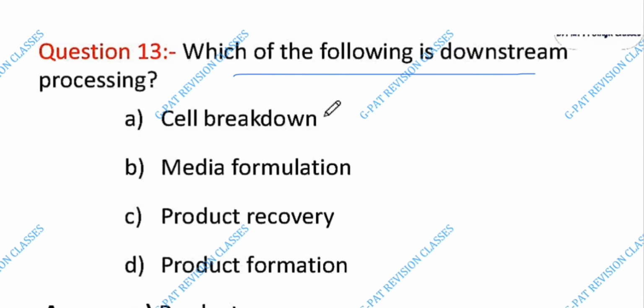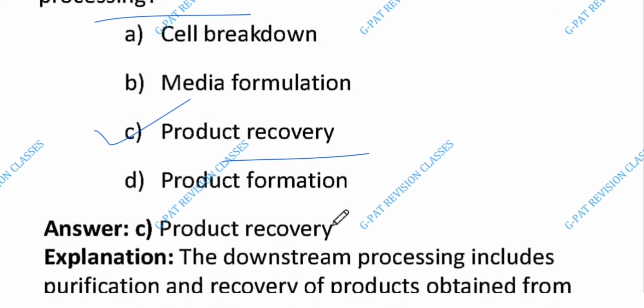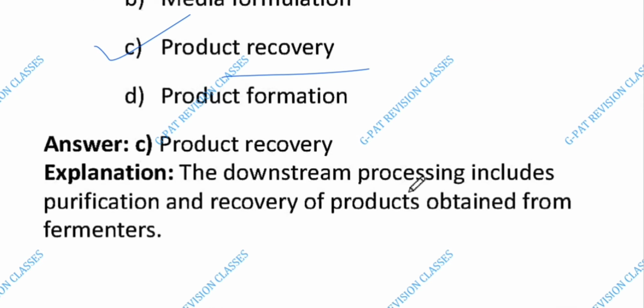Next is 13 question number. Which of the following is downstream processing? The answer is C. Product recovery. Explanation is the downstream processing includes purification and recovery of product obtained from fermenter. The answer is C.